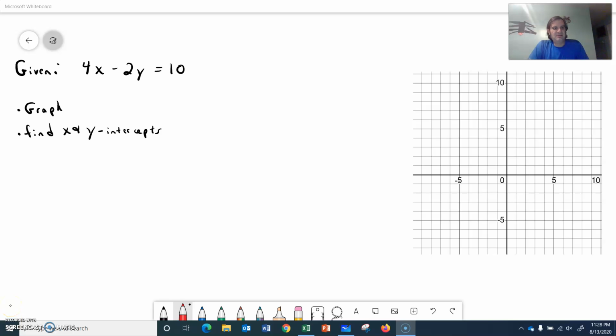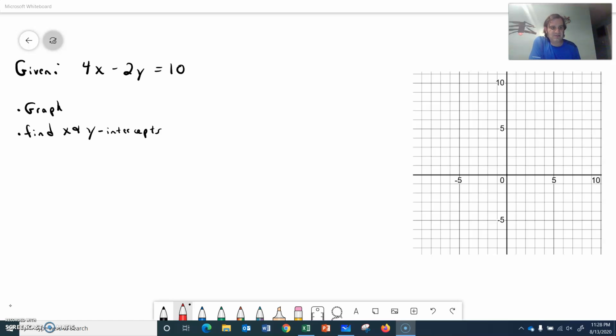Hey, it's Mr. Albert here, and we're still graphing lines, and I've got a practice problem here. 4x minus 2y equals 10, and we're supposed to graph it and find the x and y intercepts.